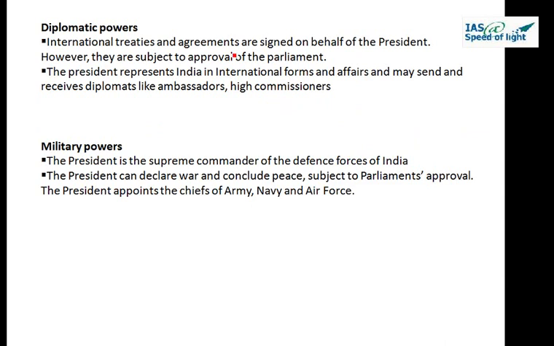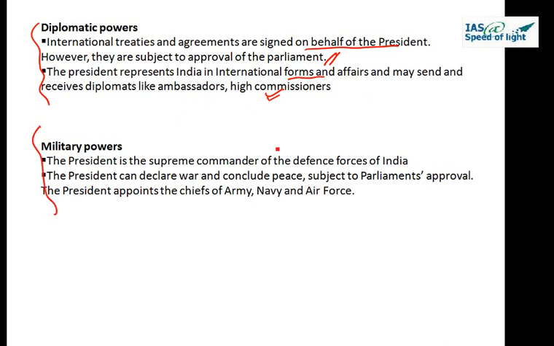Certain diplomatic powers: the international treaties and agreements are signed on behalf of the president. However, they are subject to the approval of the parliament and mostly the cabinet ministers. The president represents India in international forums and affairs and may send and receive diplomats like ambassadors and high commissioners. So these are termed as the diplomatic powers of the president.